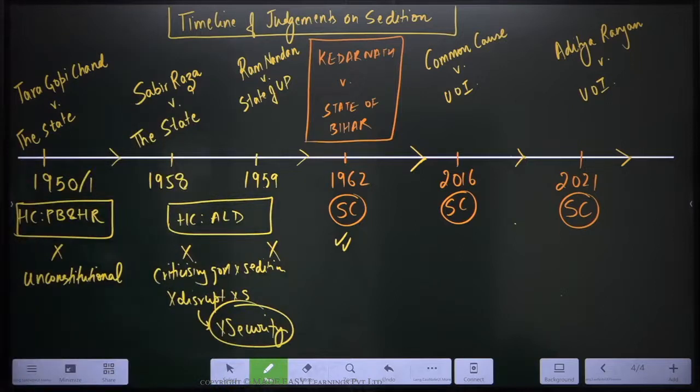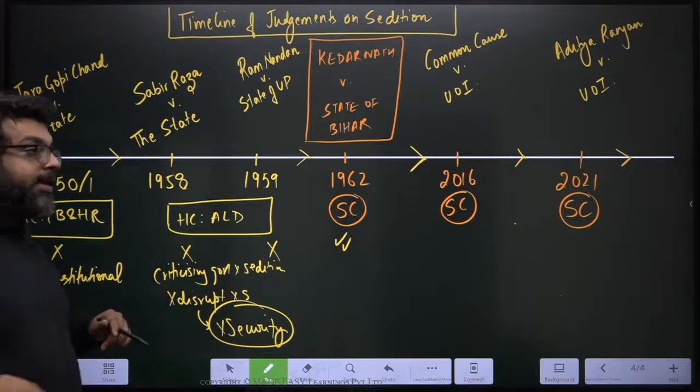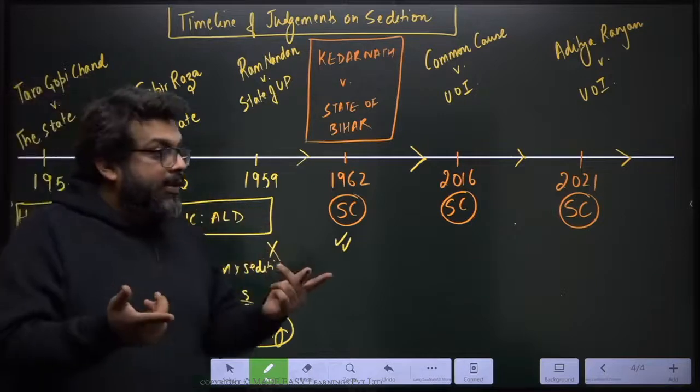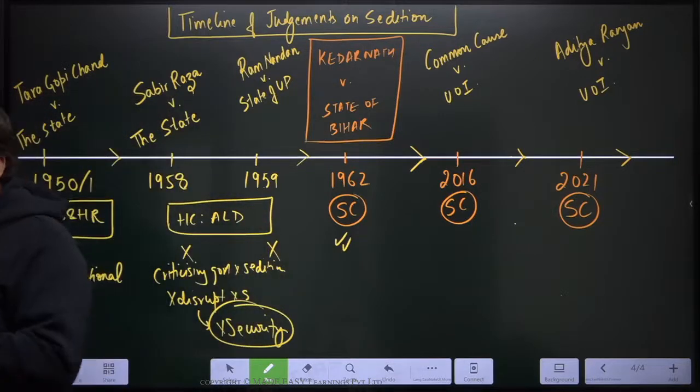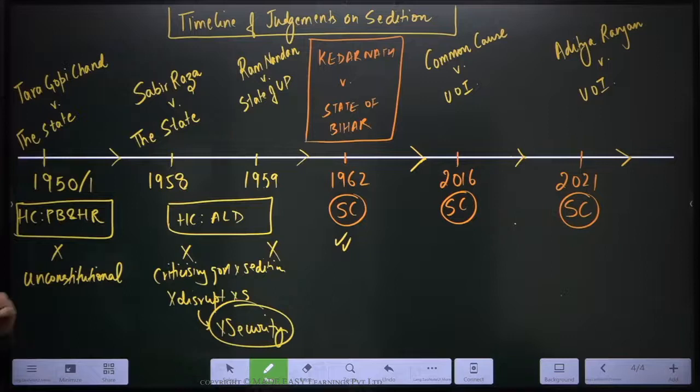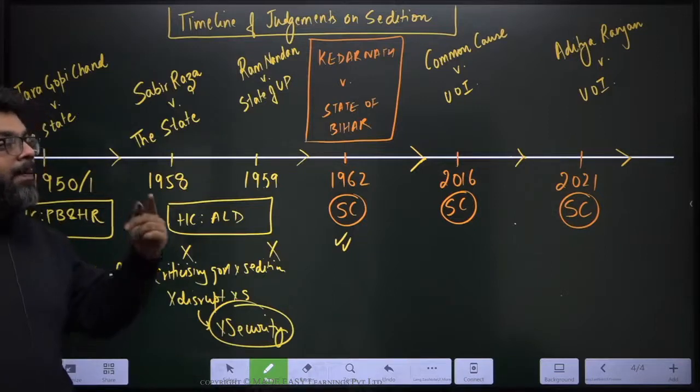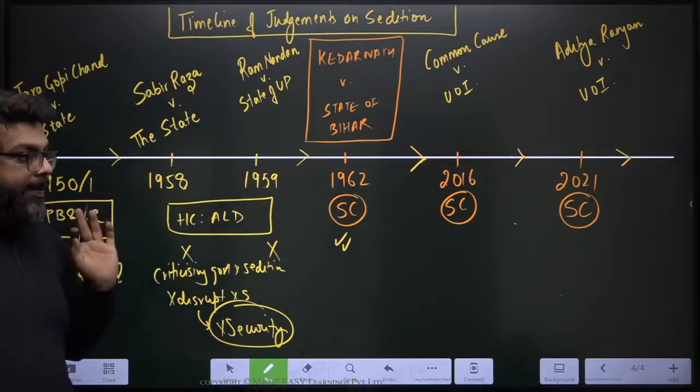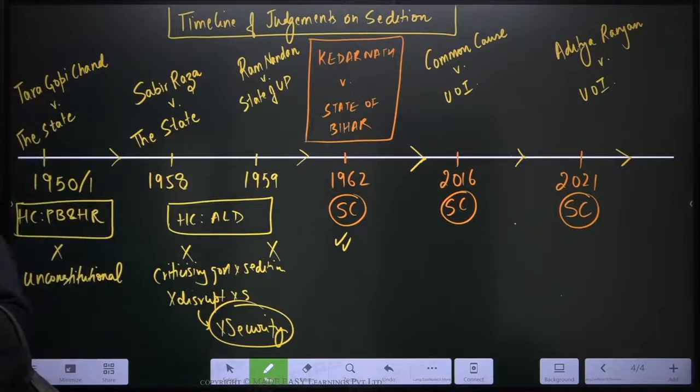Okay, now here is what is interesting. What the Allahabad High Court said was, just because there is a possibility of public disorder or a violation of public order does not mean that public order has actually been violated. Do we understand this? Is this clear? Okay.